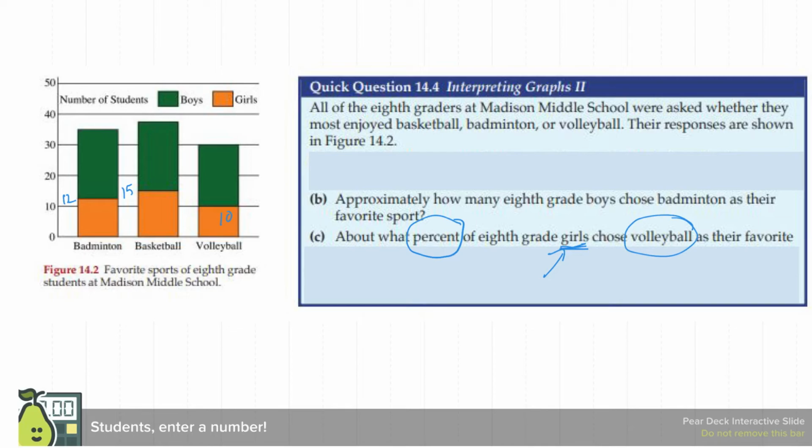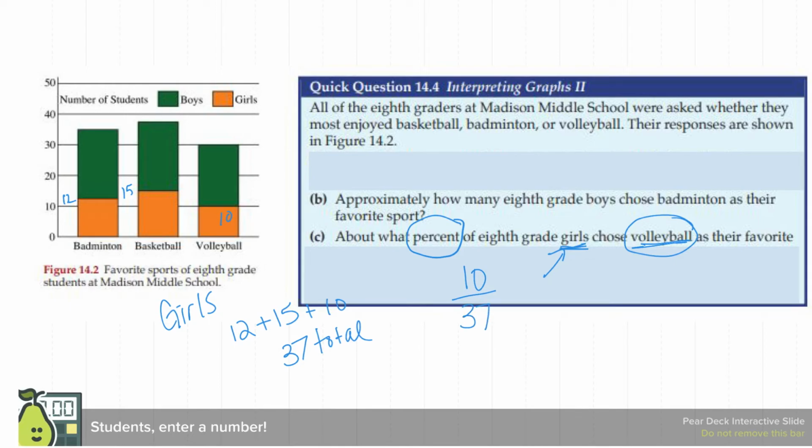So the total number of girls is 12 plus 15 plus 10. So that comes out to be 37 total. Now, out of that total, we want to know what percent chose volleyball. Well, the volleyball was 10. So 10 out of that total 37 girls chose volleyball.